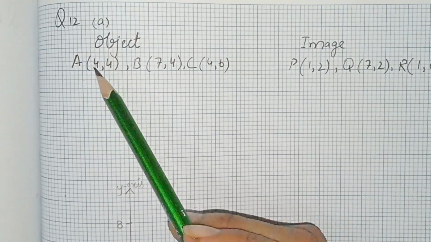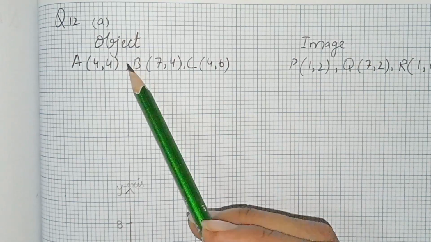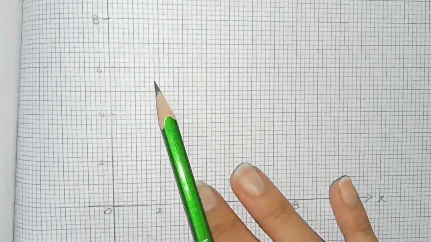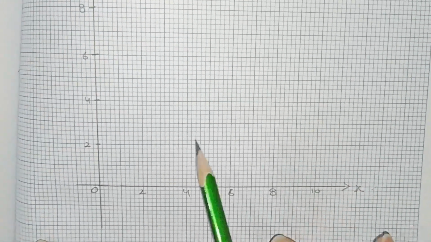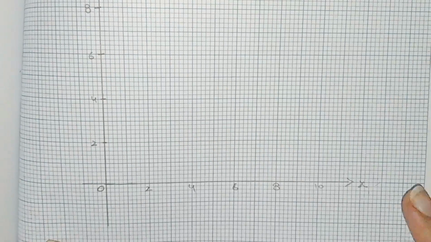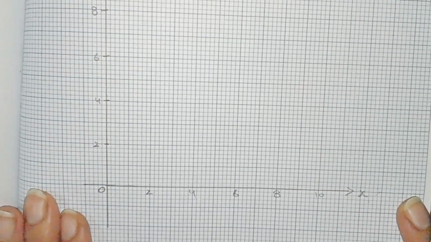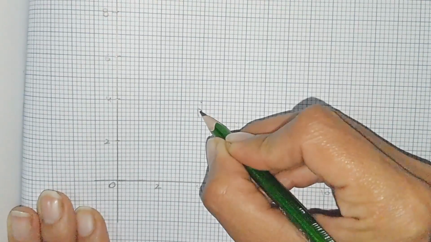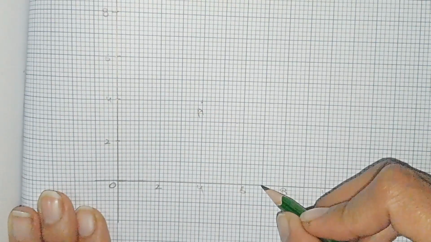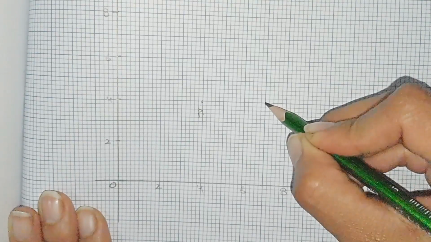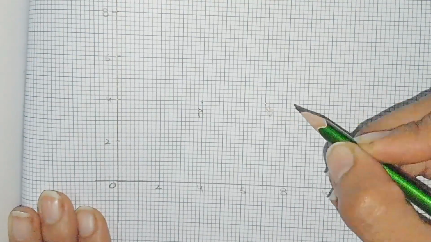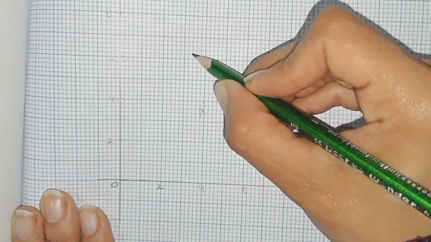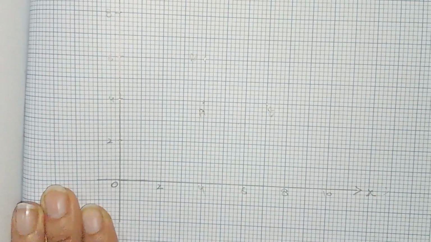Now students, question number 12, A part. This is the object and this is the image. Now we have to plot it. This is the graph paper, this is the x-axis and this is the y-axis. Now we have to plot the points A, B and C. A is (4, 4). B is (7, 4). C is (4, 6). Now we have to join these points.